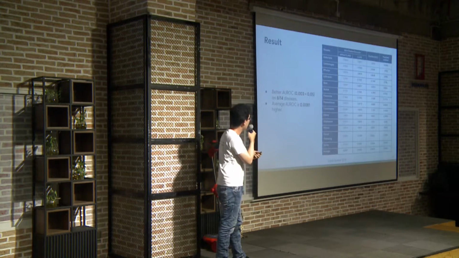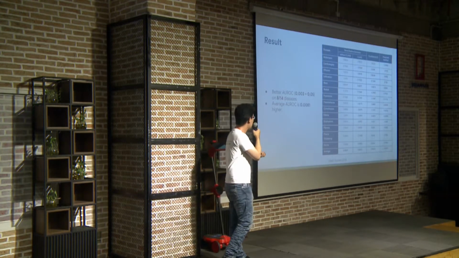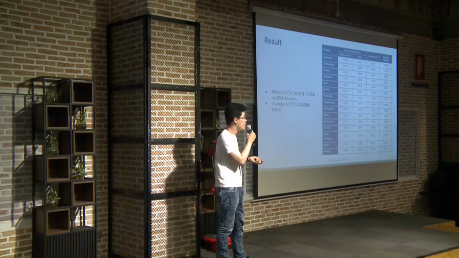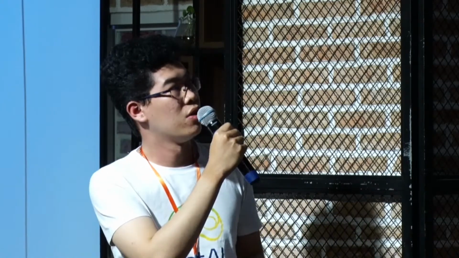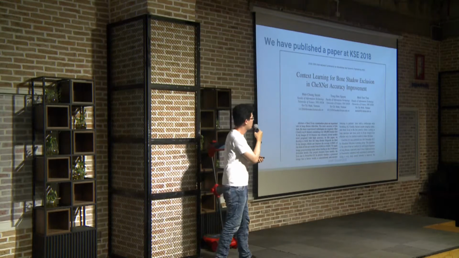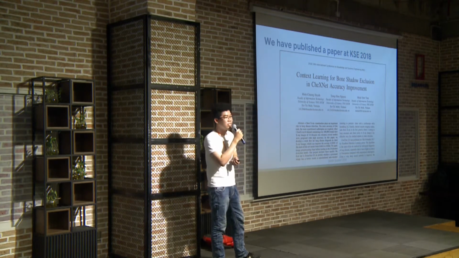And our final results show that we have a better AUROC value on 8 of 14 diseases, and our average AUROC is also higher than the CheXNet model published in 2017 from Stanford. We have also published a paper at KSC 2018 last November, and it has been accepted as a long paper. Yeah, thanks for your attention.